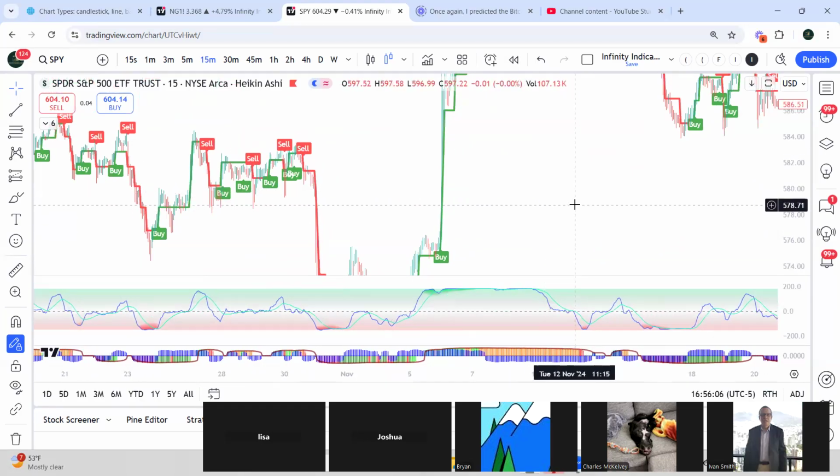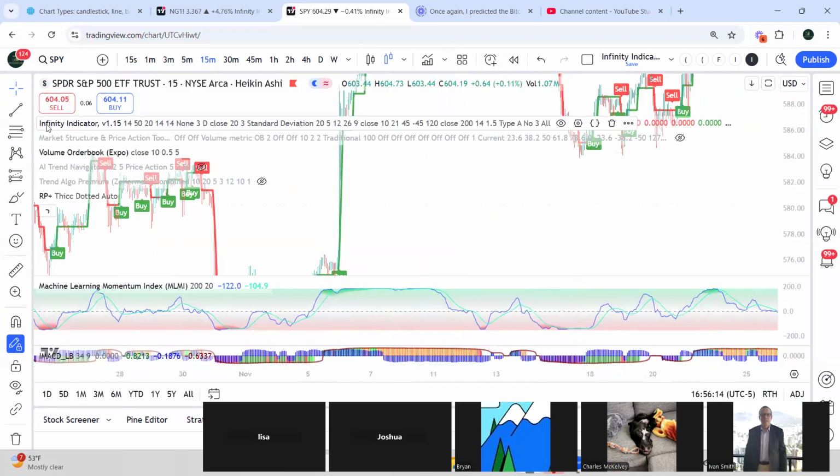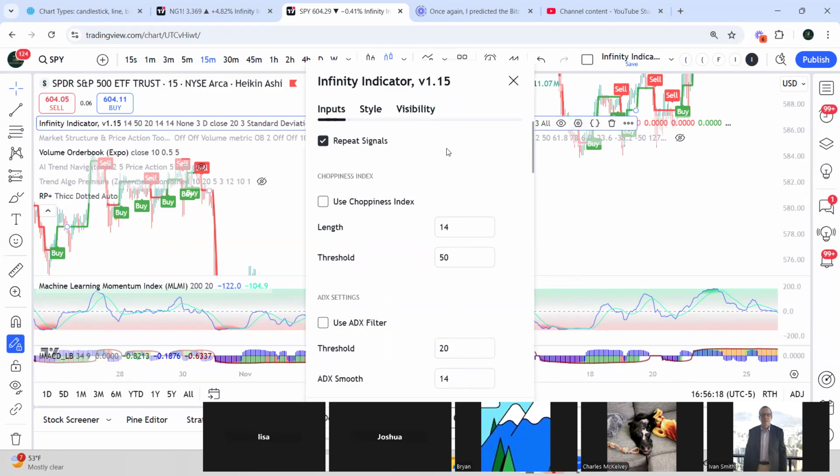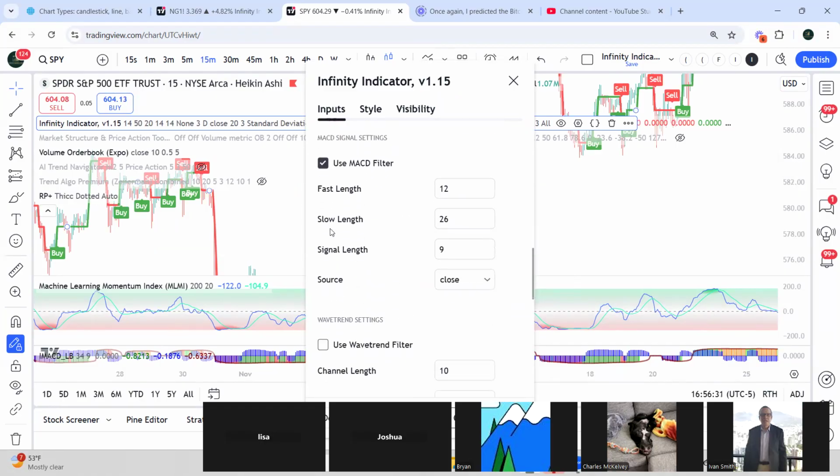So the MACD filter, do we need to change the fast, slow, and signal length? No. I'm just going to repeat myself just to be super clear about everything, okay? The only boxes you're going to need checked are repeat signals and use MACD filter, okay?